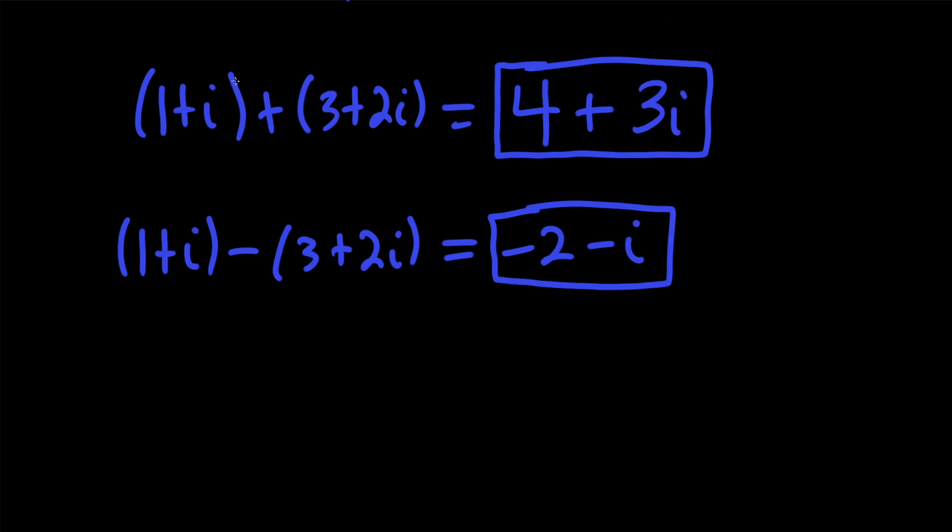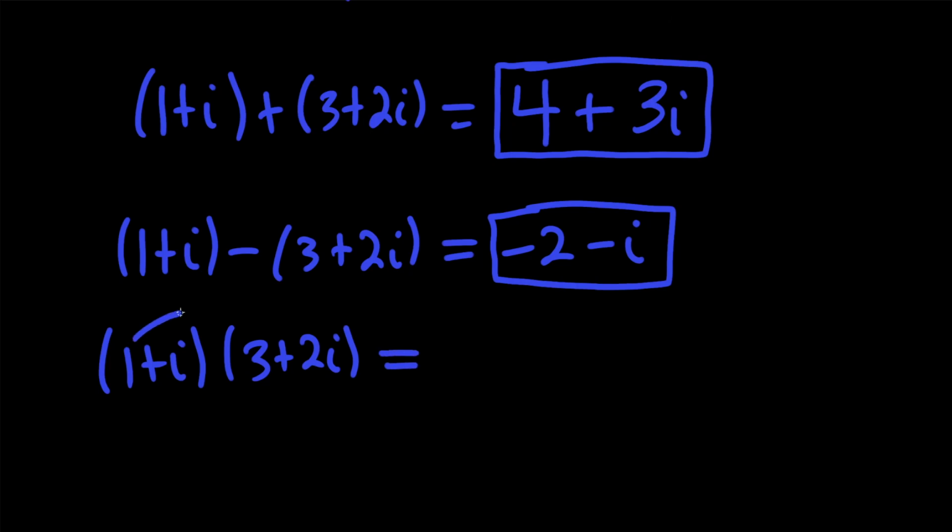All right, now how can we go ahead and do complex multiplication? Well, we're going to use the method that you probably learned in algebra, and that is FOILing. So let's say we want to do 1 plus i times 3 plus 2i. Well, we're just going to multiply each number in the first number by each number in the second number, and that's going to give us our solution. So let's go ahead and do that.